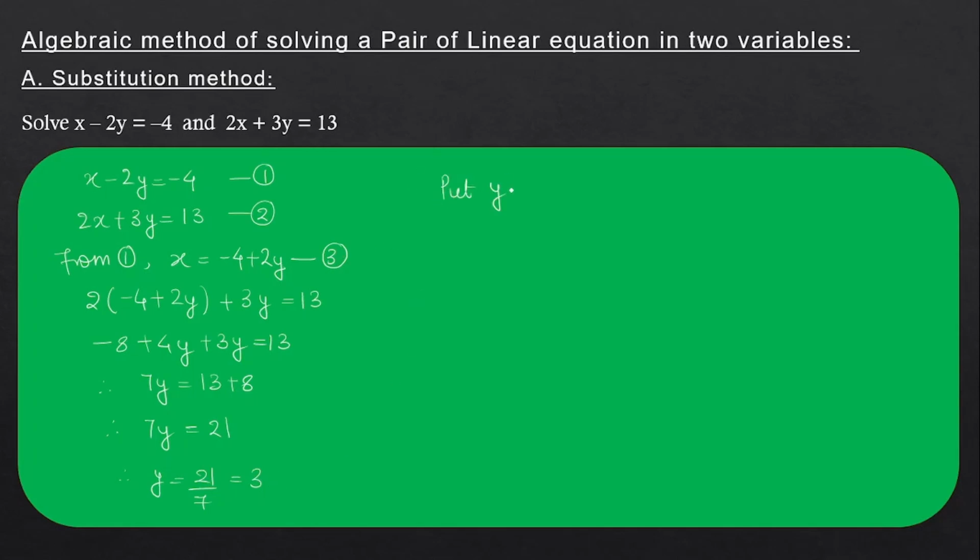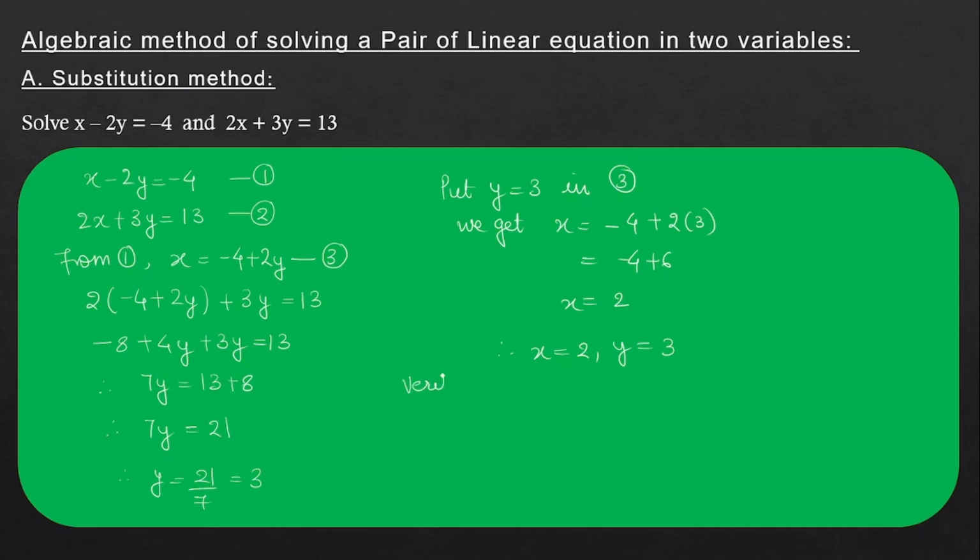Put y is equal to 3 in equation 3. We get x is equal to minus 4 plus 2 times 3, minus 4 plus 6, which is x is equal to 2. So therefore the solution is x is equal to 2 and y is equal to 3. Always a very good practice: substitute the values of x and y in your equations and verify.